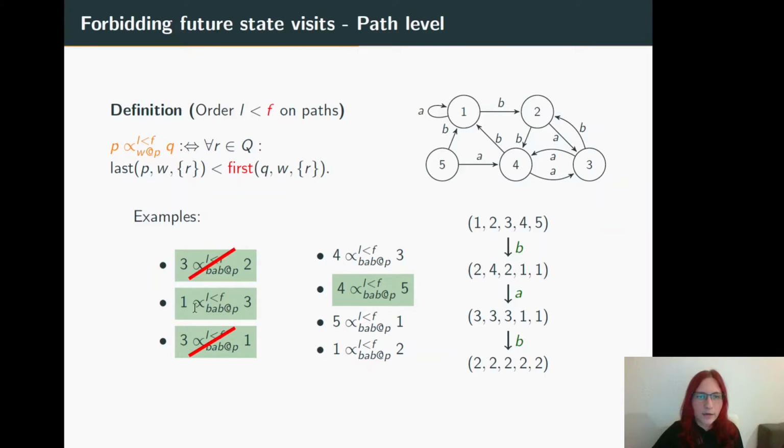On the one hand, we have that 1 is related to the state 3, since we do not visit the state 1 after visiting the state 3. But on the other hand, we do actually visit the state 3 after we visit the state 1. In the first path here, we visit 1, and later on we visit the state 3. Another similarity we had before is that the state 4 was not related to the state 5. But if we consider now the last position of 4 with the first position of 5, then this pair is actually related, because we never visit the state 4 after we have visited the state 5.